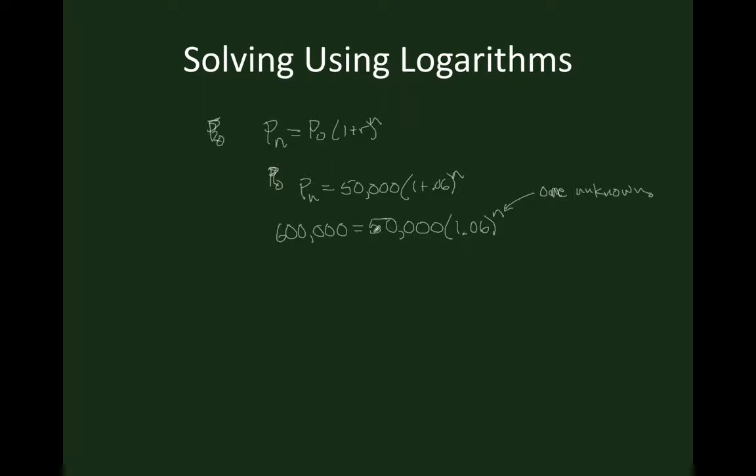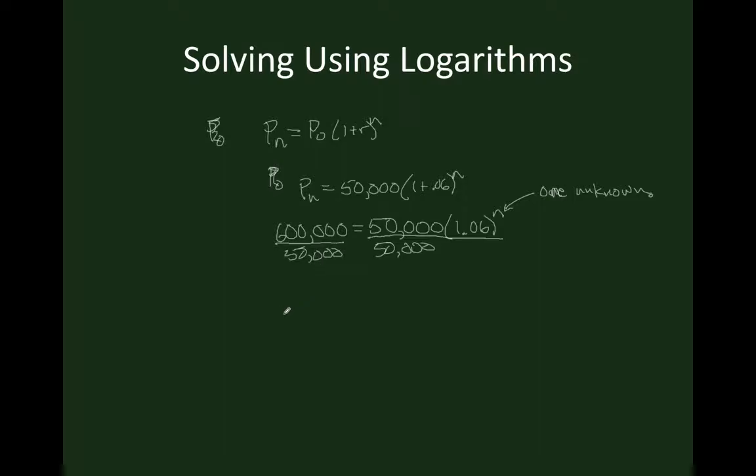The reason is because there's a 600,000 on this side and a 50,000 here. There are a couple of constants in the problem that we can simplify. So I'm going to start off by dividing both sides by 50,000.